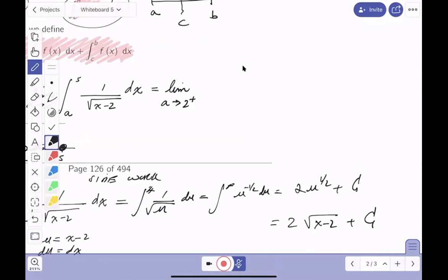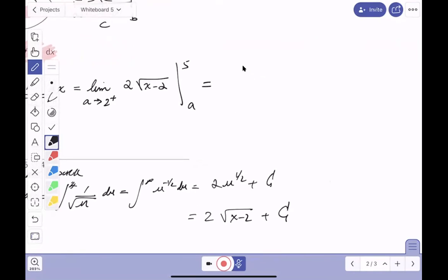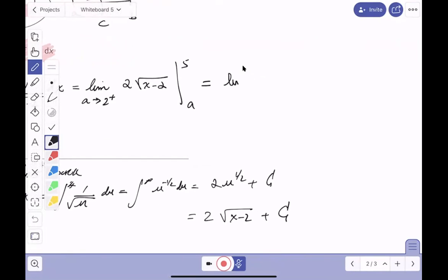Let's put this over here, and I'll write it down for you. So it's going to be 2 root x minus 2, with the limit and integration from a to 5. Let's write this down. This is going to be the limit, whoops, I'm sorry about that, as a goes to 2 from the right side. This would be 2 root 5 minus 2, well, 5 minus 2 is 3. That's not so bad. Minus 2 root a minus 2.